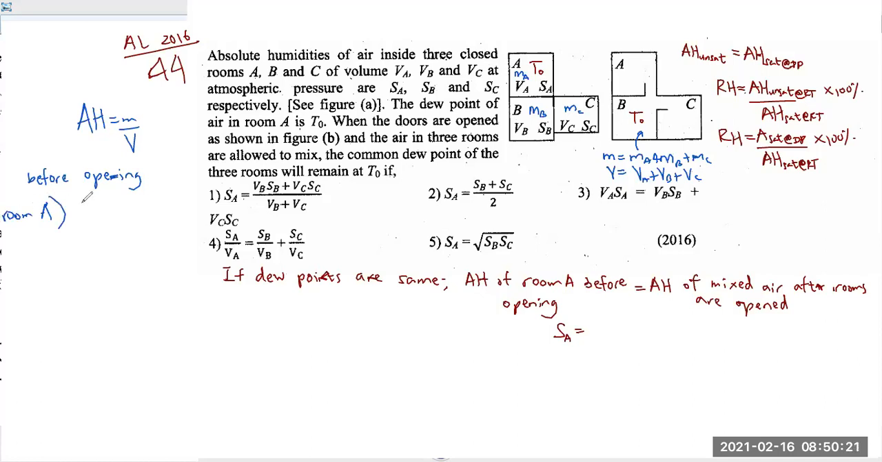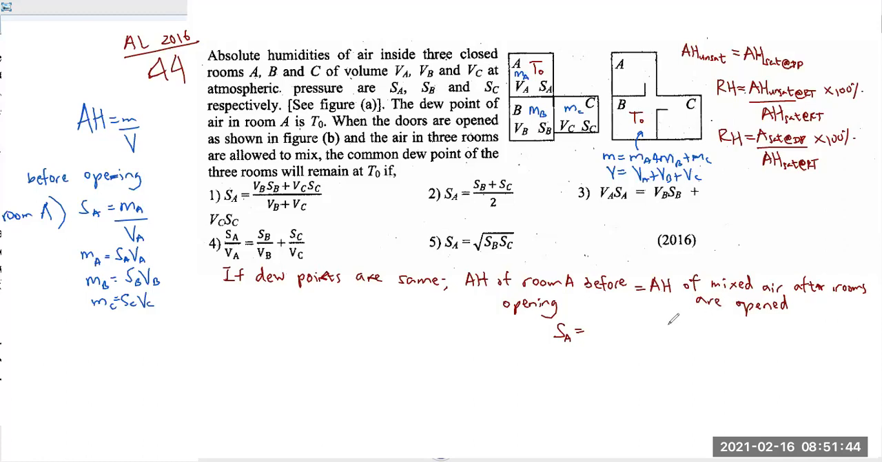For room A, the equation is SA, absolute humidity, equals the mass of water vapor inside room A divided by the volume. Therefore, the mass of water vapor in room A is SAVA. Similarly, MB is SBVB, and similarly, MC is SCVC. So these are the equations for the masses. Then let's try the equation and finish this off.